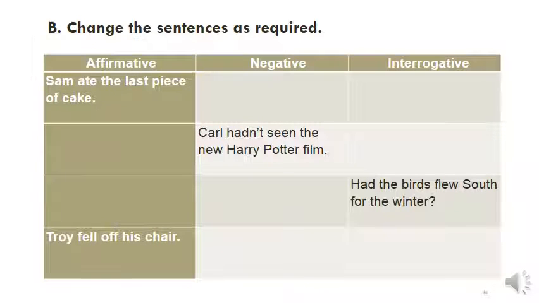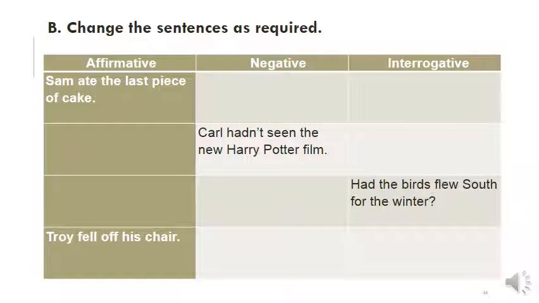Now we have to change these sentences as required. Sam ate the last piece of cake. So this is past simple. Of course, Sam didn't eat. And interrogative, did Sam eat? Carl hadn't seen the new Harry Potter film, and here it's a past perfect. So Carl had seen, and the interrogative form, of course, we start with had, so had Carl seen.